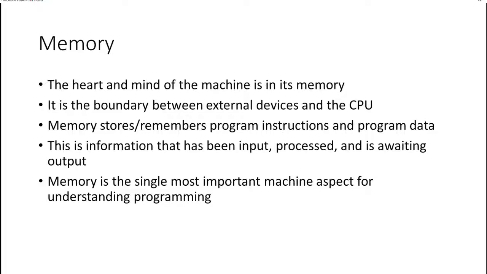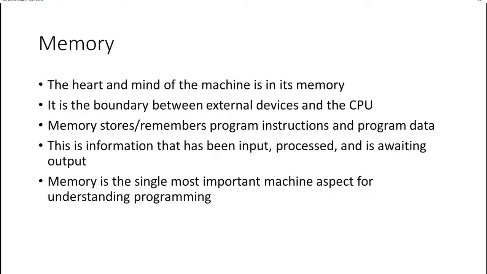Okay, the memory is really the heart and the mind of the machine. It's what the machine knows, or your program knows. It's what it remembers. It's the data it's computed or manipulated in some way. Think of memory as the boundary between external devices and the CPU. The CPU is kind of hidden away. It only operates on what's in memory. It can't see the outside world, but the outside world will move information into memory, that's input, and take information in memory and move it out to the external world, that's output. So the external world talks to memory, and the CPU talks to memory, but the CPU does not talk to the external world.